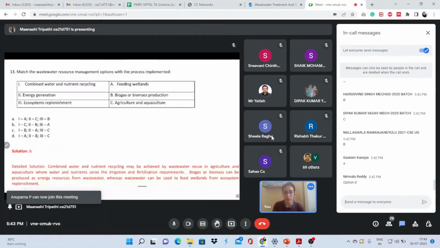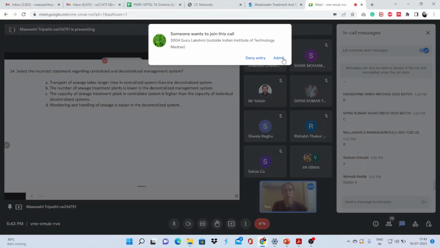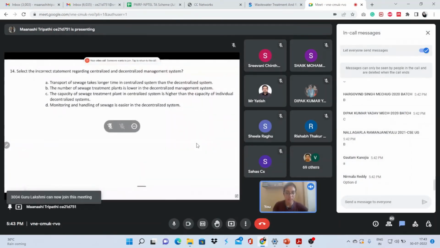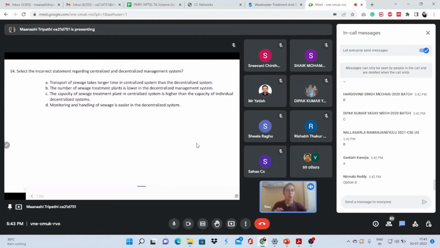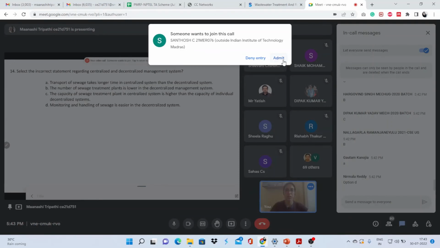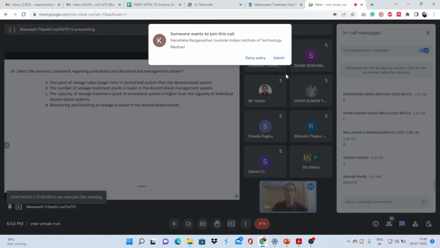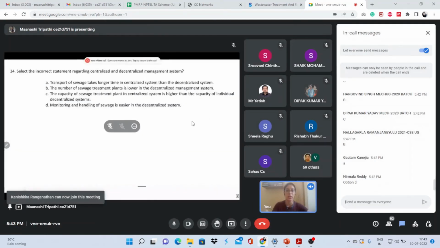Okay, I'll move to the next question. Select the incorrect statement regarding centralized and decentralized management systems. I hope you know the difference. In a centralized management system, there will be one water or wastewater treatment plant for the whole area. In decentralized management systems, we have separate units and separate management practices, small ones spread across the whole area. So that is decentralized.